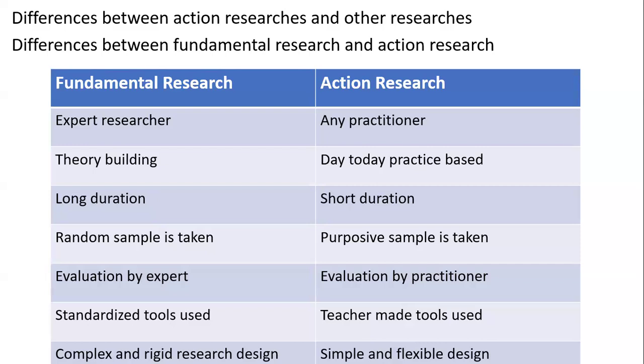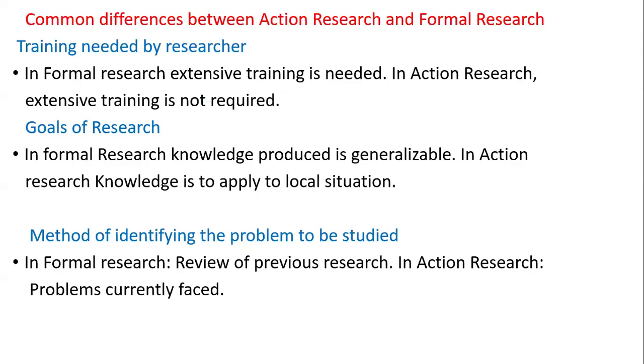In common research, they need training. The researchers need training, but for action research, they don't. Then the goal of formal research is that they want generalized knowledge. In action research, we apply our knowledge, and we need some improvement in different areas. In formal research, previous research is reviewed, but in action research, we are finding a solution for a current problem.